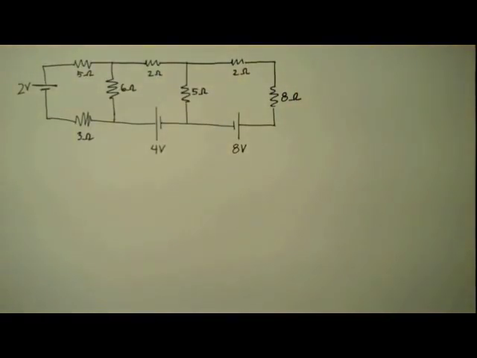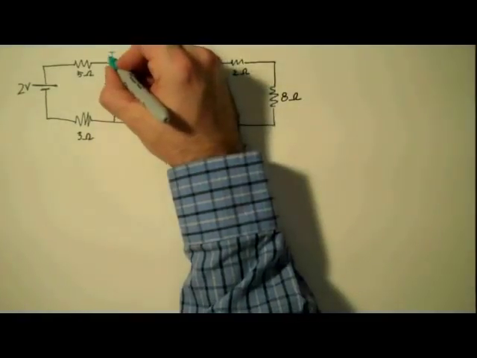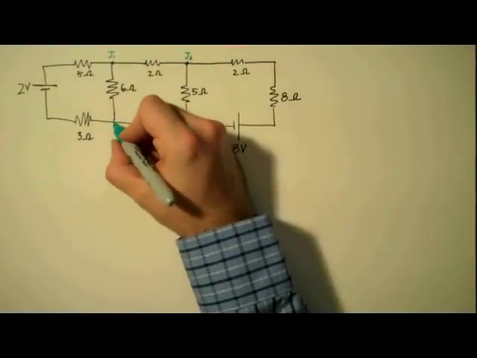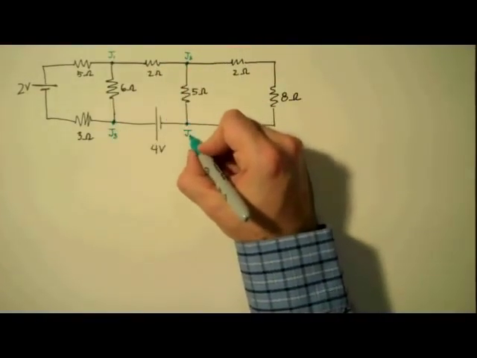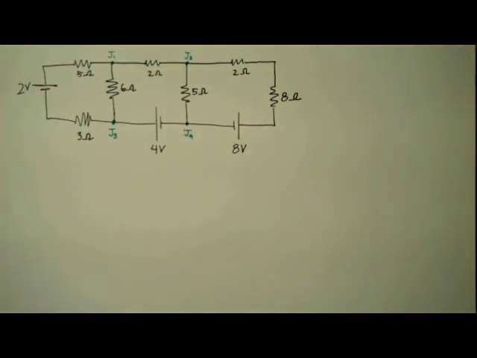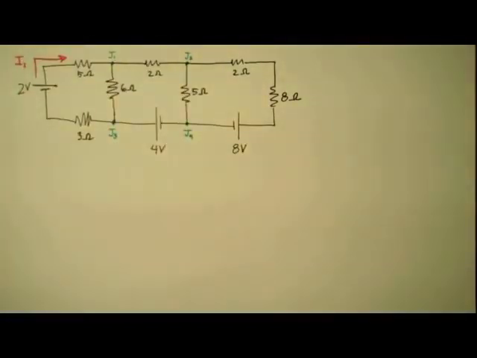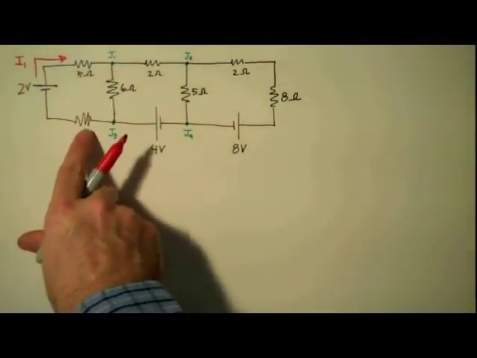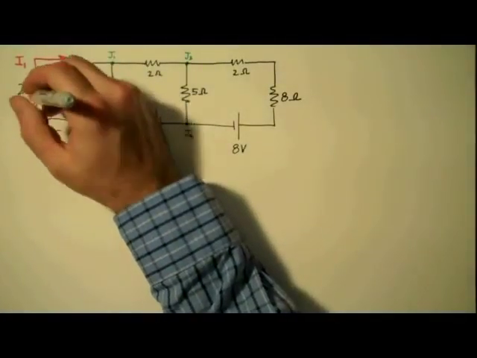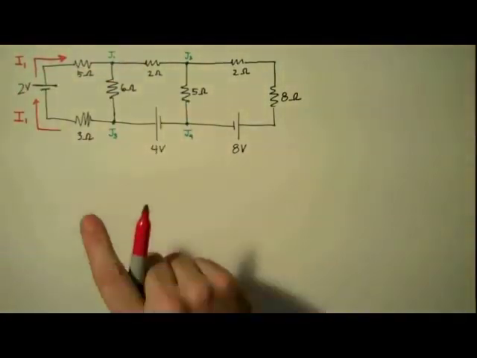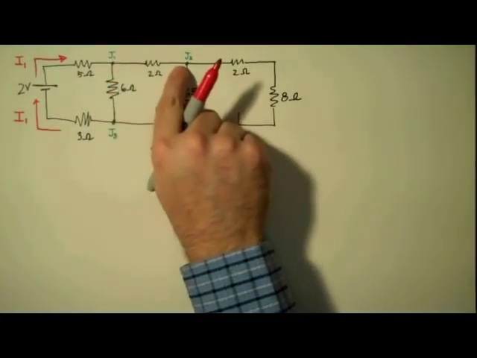Let's begin. When using Kirchhoff's rules to analyze a circuit, we always start by labeling our junctions, and then our currents, and then our loops. Okay, starting with our junctions, we have J1, J2, J3, and we'll call this J4. Moving on to currents, we'll start with the current coming out of the 2-volt battery. We'll call that I1. And since any amount of current leaving a battery must necessarily re-enter the battery, we'll call this I1 as well.